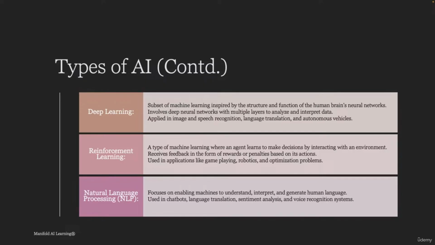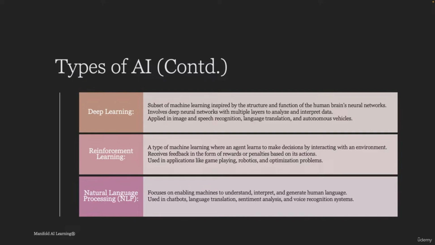And then we've got reinforcement learning. Reinforcement learning, I can say, is a type of machine learning where the agent learns to make decisions by interacting with an environment. So it will have some kind of feedback loop. Based on this feedback loop, which indicates whether it's a reward or a penalty, it is going to adjust its action. Okay, so this is generally used in applications like game playing, robotics, and optimization problems.